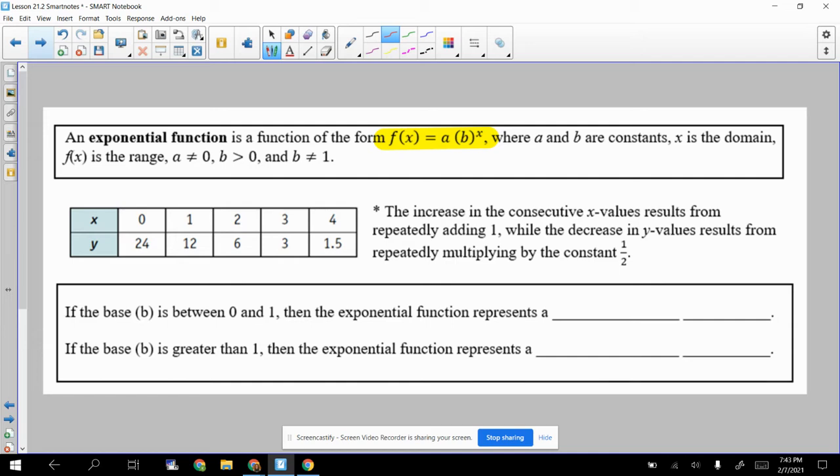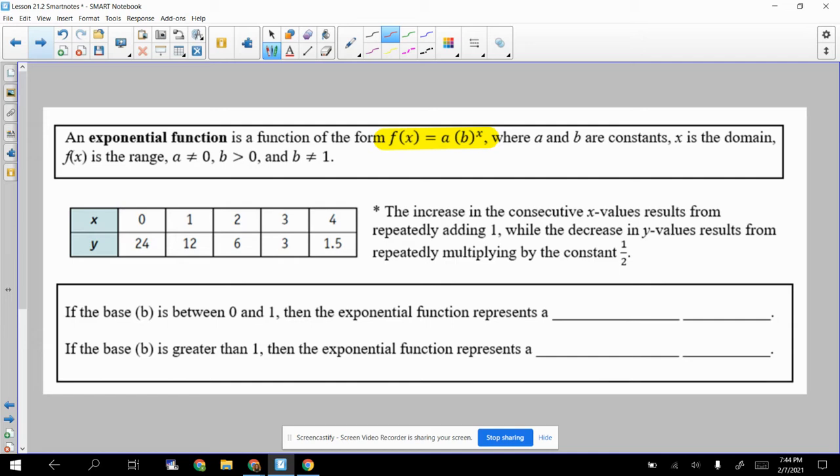And then your a value cannot equal 0, because if you multiply something by 0, we know that equals 0. And then your b value has to be greater than 0 and also should not be equal to 1, because 1 to any power, even if you did like 1 to the 17th, 1 to the 17th is still 1. So that's why it says here that the b value cannot equal 1.